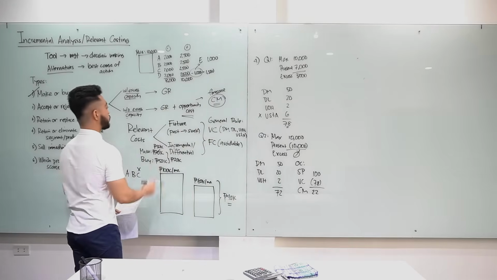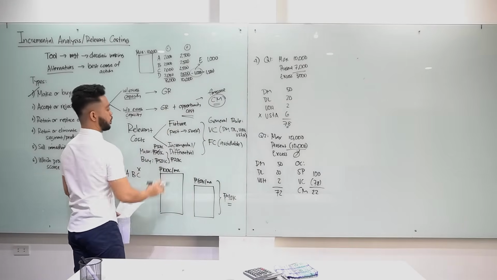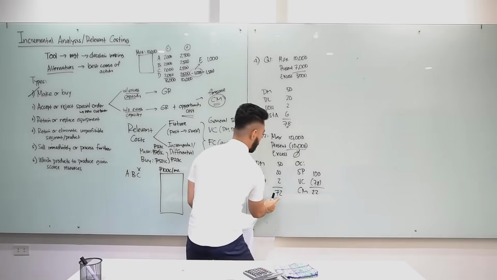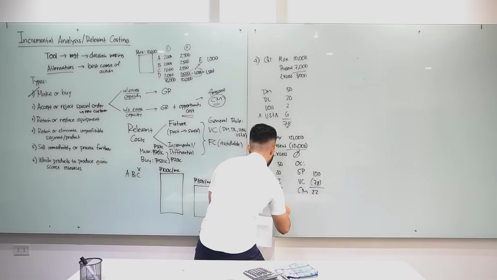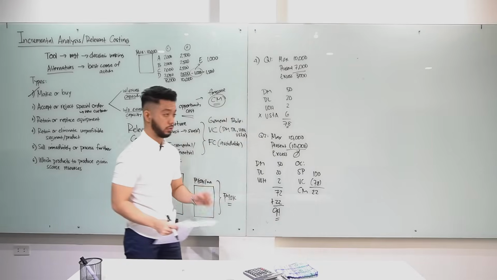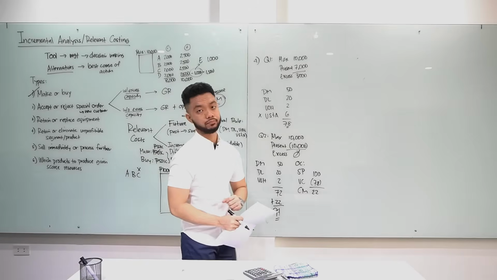Now, ano yung final answer mo dyan? Sabi ko dyan, general rule plus opportunity cost. 72 na compute natin, add mo yung opportunity cost na 22. This gives you 94. Final answer for question number 2 is 94, letter D. Ganyan na siya.